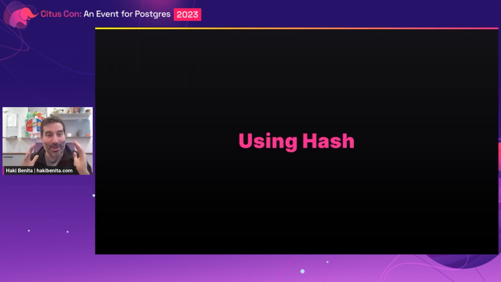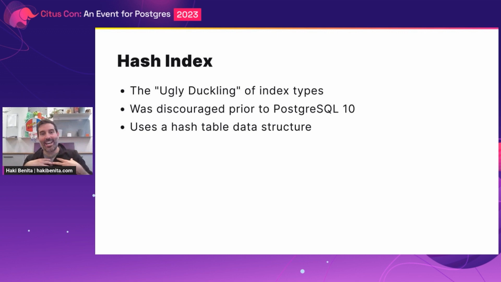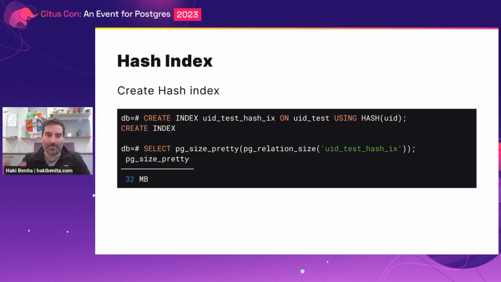Next up, let's talk about hash indexes, or as I like to call them, the ugly duckling of index types. And the reason for that is that they are wildly unpopular because they were mostly discouraged before Postgres 10. So a hash index uses a hash table data structure, which we are going to see in a second.